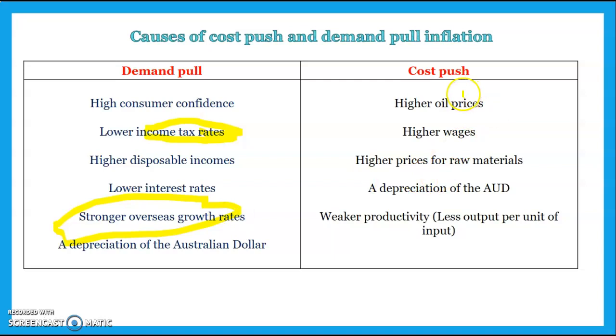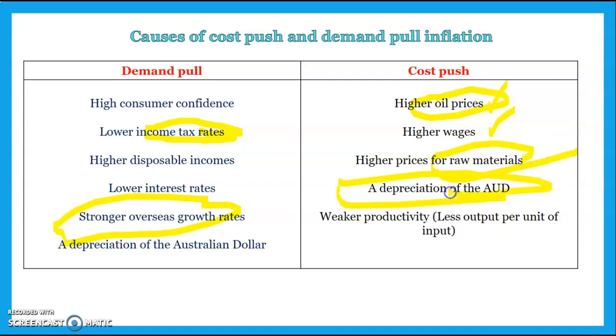In terms of cost push inflation, anything that increases firms' cost of production. So higher oil prices, because oil is used for transportation and manufacturing in production. Higher wages, higher prices for raw materials. When the dollar depreciates, it also causes cost push inflation because it costs us more to buy parts from overseas. So it can be like if we're buying, say, an engine to build a car, it may be more costly to import the engine, and as a result of that, they may have to increase their prices. And weaker productivity, it costs us more if we're generating less output per unit input. So if our workers are less productive, it's going to cost us more to produce goods and services.